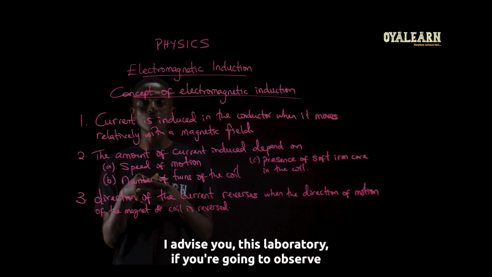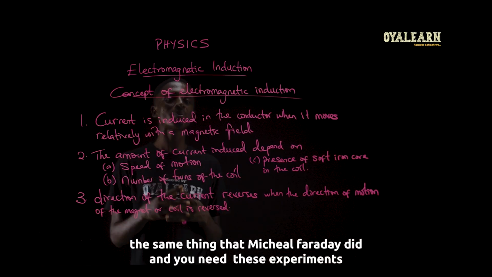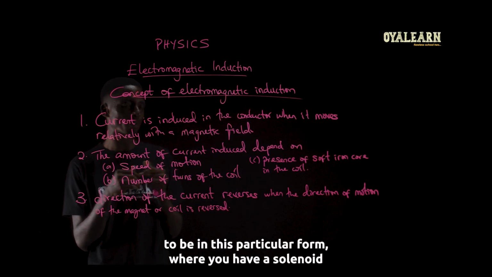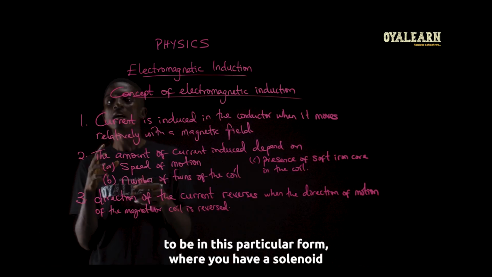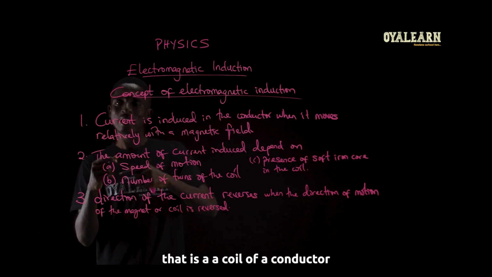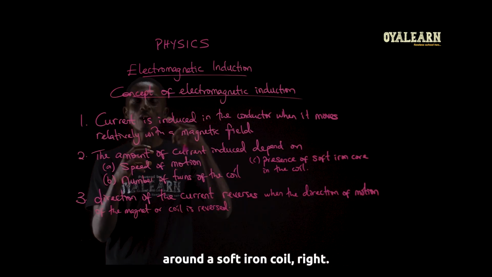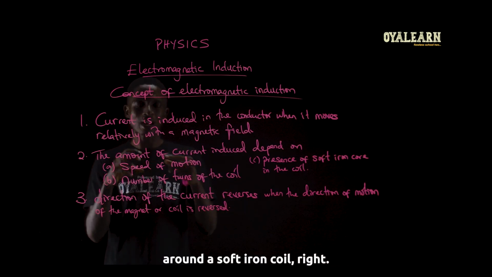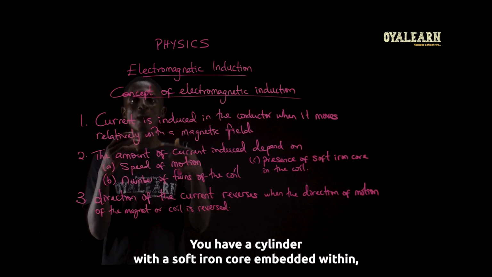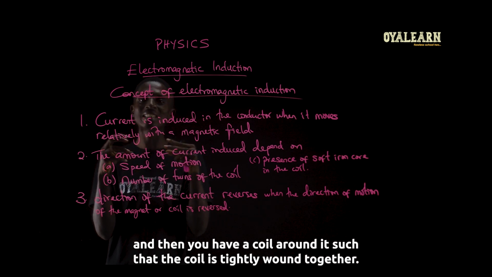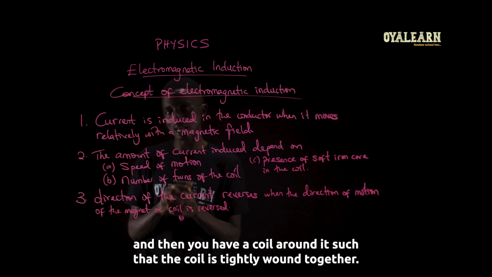However, in today's laboratory, if you're going to observe the same thing that Michael Faraday did, you need this experiment to be in this particular form, where you have a solenoid, that is a coil of a conductor around a soft iron core, right? You have a cylinder with a soft iron core embedded within, and then you have a coil around it such that the coil is tightly wound together.